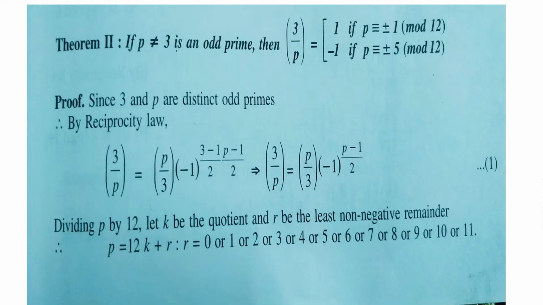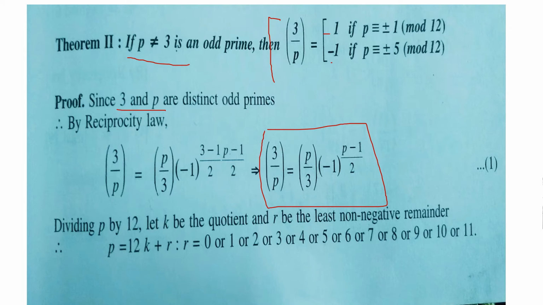Now we do further questions. As we discussed in the previous lecture about the theorem's law, how to prove Gauss reciprocity law, on the basis of Gauss reciprocity law we will now do other theorems. If p is not equal to 3, any odd prime, we have to show that the Legendre symbol (3/p) is 1 if p is congruent to plus or minus 1 modulo 12, and is -1 if p is congruent to plus or minus 5 modulo 12. Since 3 and p are distinct odd primes, the reciprocity law says that (3/p) must equal (p/3) times (-1) raised to the power (3-1)/2 times (p-1)/2. So we have reduced the expression to this part.